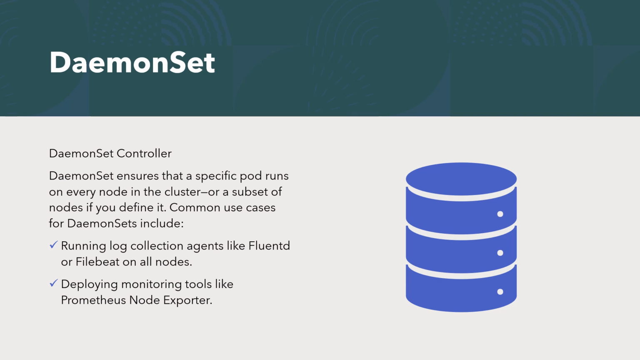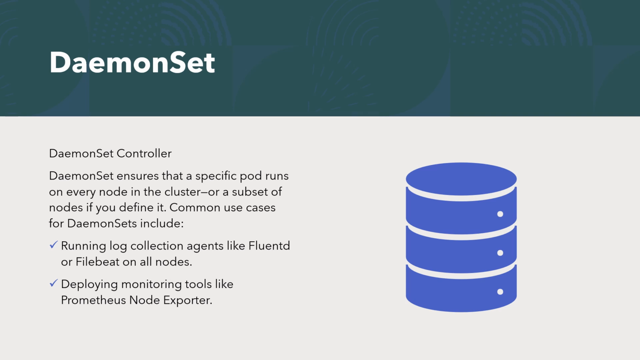Key features of daemon set. Node-level pod deployment: ensures that the specified pod runs on all nodes or a subset defined by node selectors. Automatic updates: when new nodes are added to the cluster, the daemon set automatically schedules the pods on those nodes. Targeting specific nodes: supports targeting specific nodes using labels, selectors, or taints and tolerations. Minimal overhead: used for lightweight pods that provide cluster-wide services.